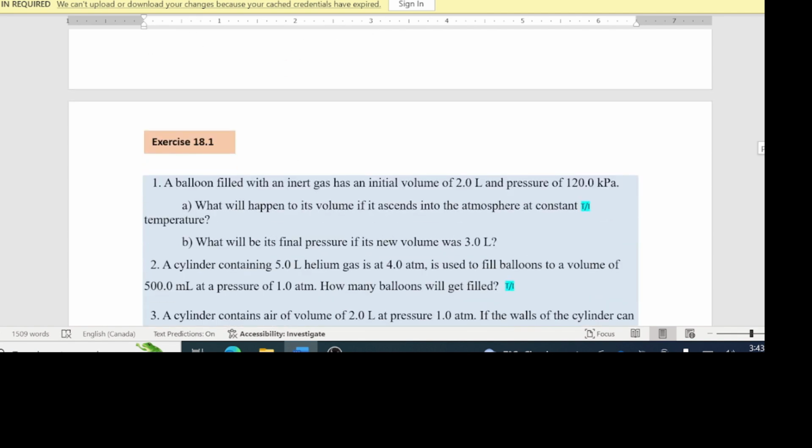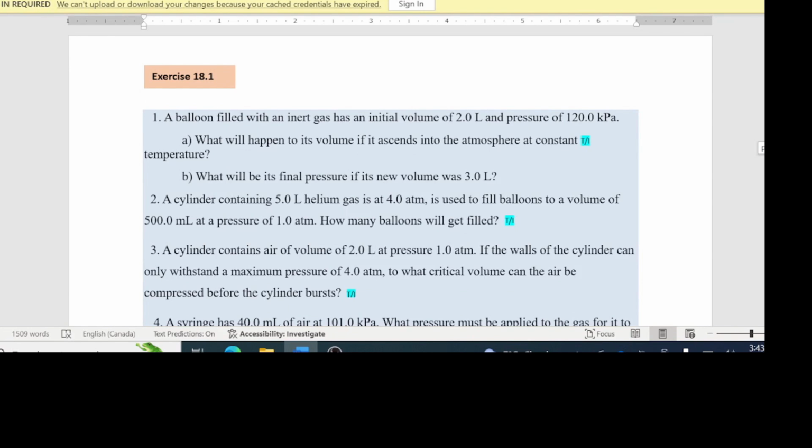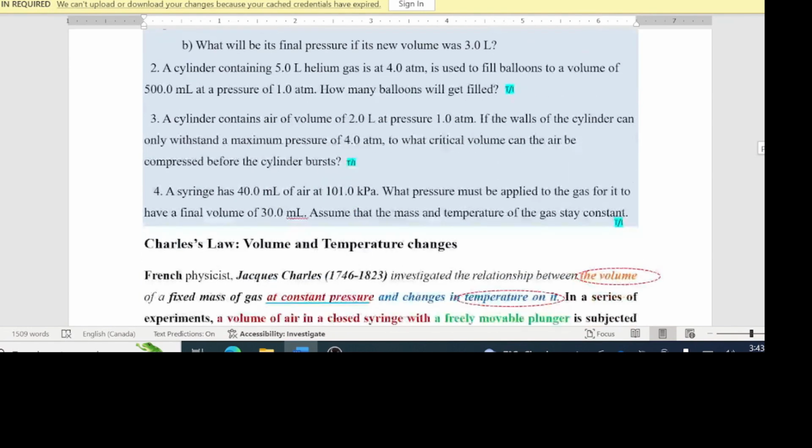All right, so these are some questions there for you to do. Solutions are in the solutions manual.